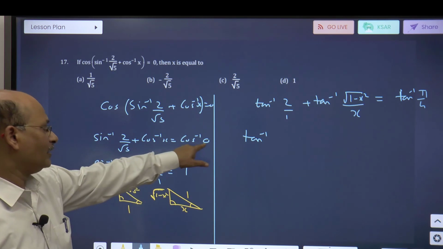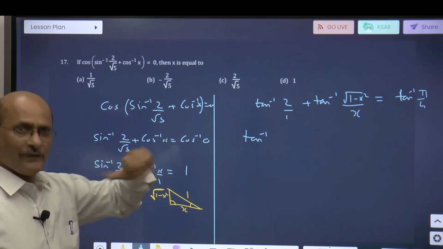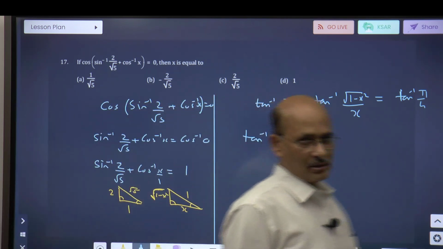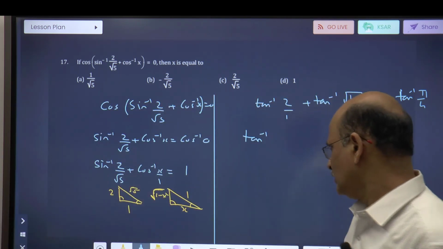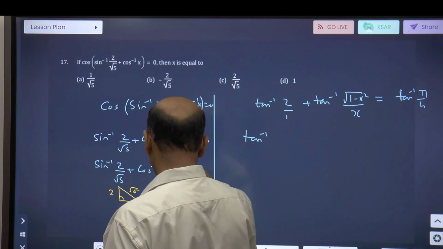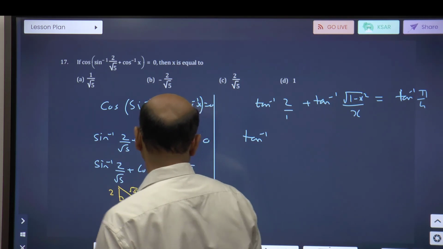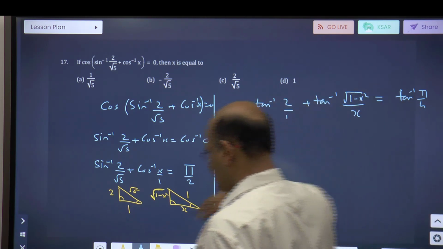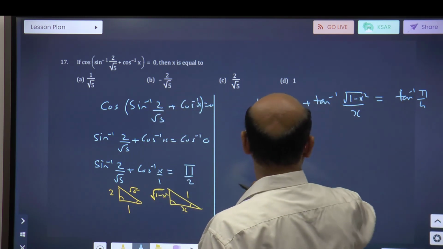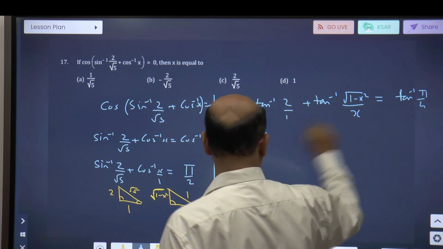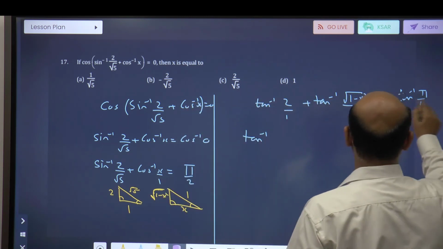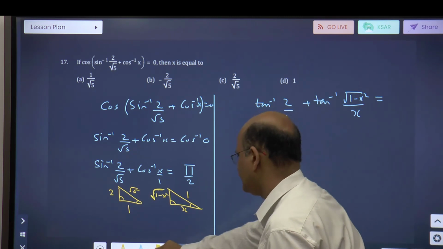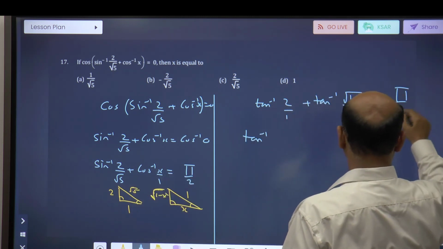Remember cos inverse of 0. Whose value of cos is 0? Cos 90 is 0, right? So here pi by 2 will come, 1 won't come. So here pi by 2 will come. Okay, here nothing needs to be converted, here pi by 2 will come, pi by 2. Now I'll get pi by 2.